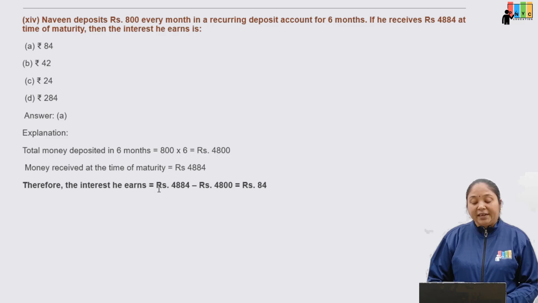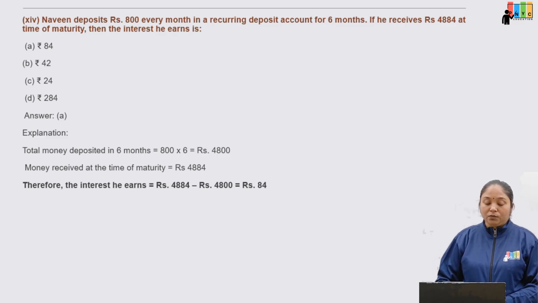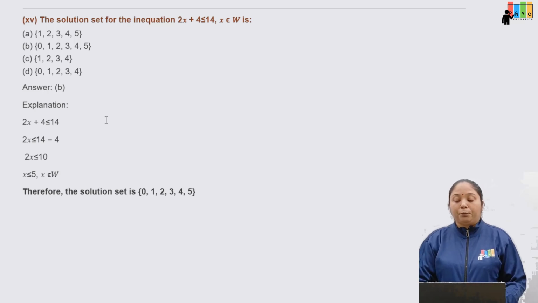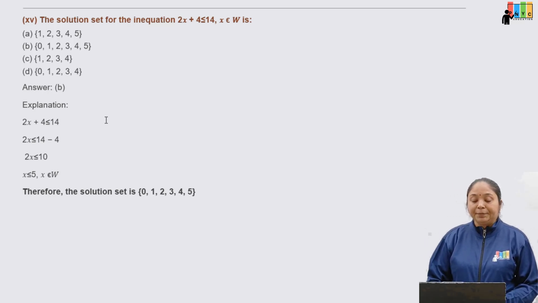Now what will be the interest then? You know the maturity amount, that is 4,884, minus the deposited amount in 6 months, which is 4,800. So the interest he earns is rupees 84. So the correct option is option number A, that is rupees 84. Now 15th question, the last question from question paper 22-23.